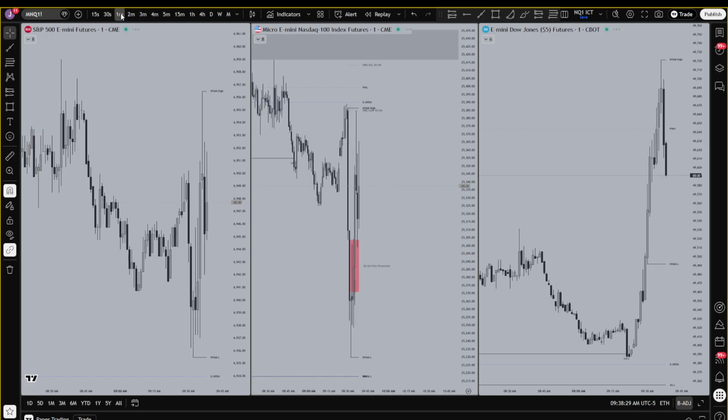Can't even tell what this is anymore. Nah, this is just looking garbage right now. We gotta wait for one of these sides to break. One of the New York AM highs or lows gotta break. Yeah, right now we're not correlated. We're at the moment running off of that SMT at the bottom.